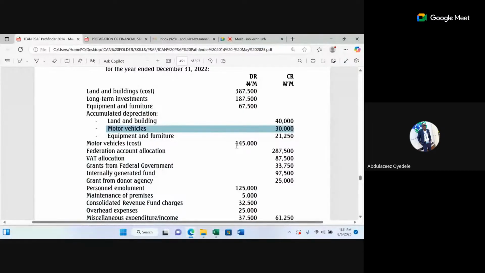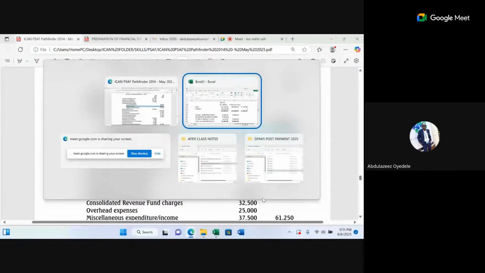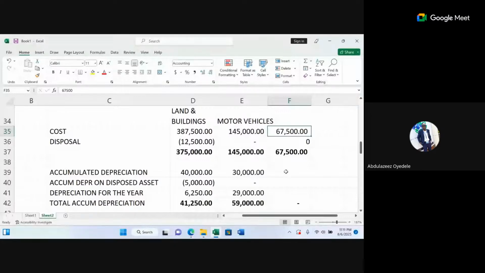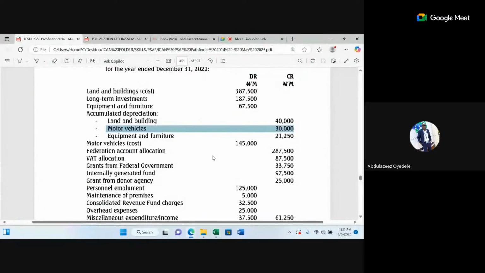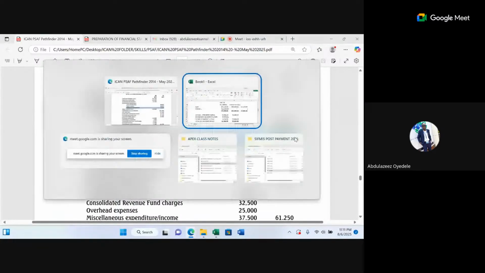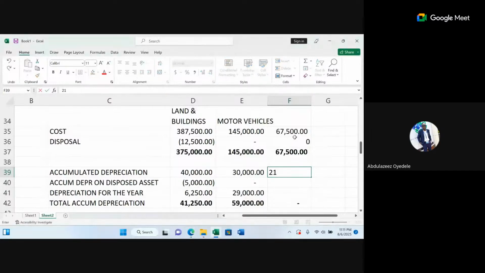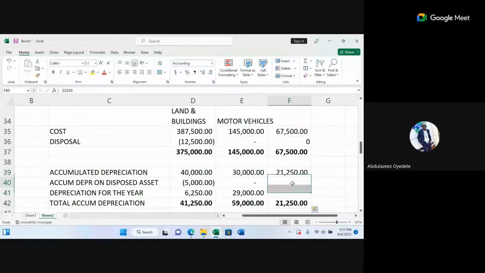So we now have the next item to be treated. Where were we? Okay, now we want to look at the accumulated depreciation on equipment and furniture, 21,250. Okay, so let's bring that 21,250. And then, of course, there was no disposal on that one as well.